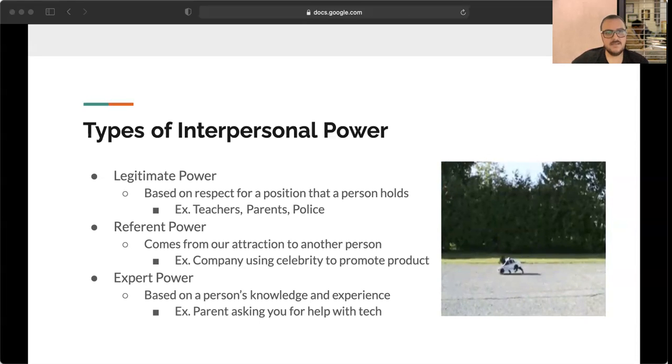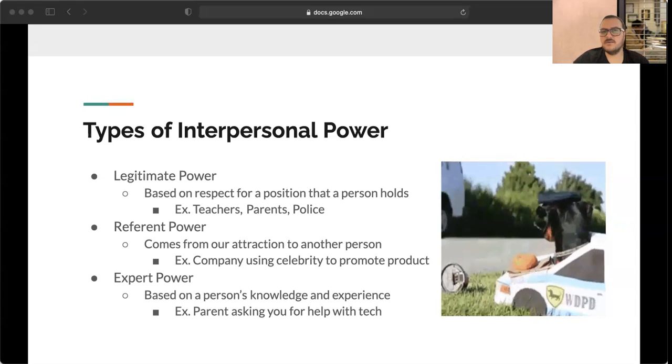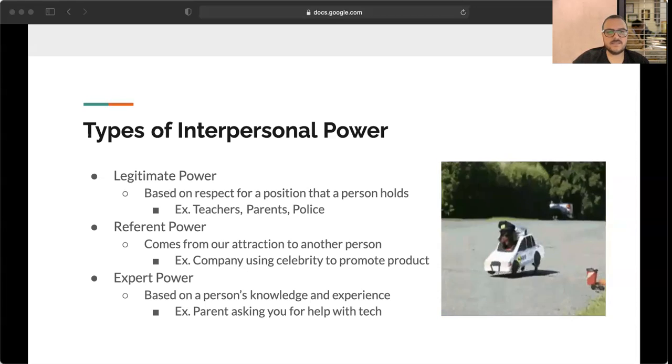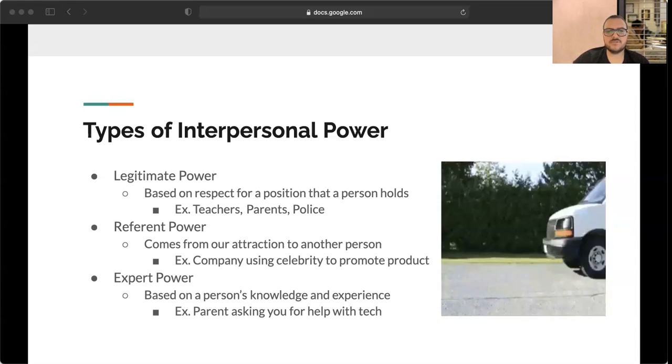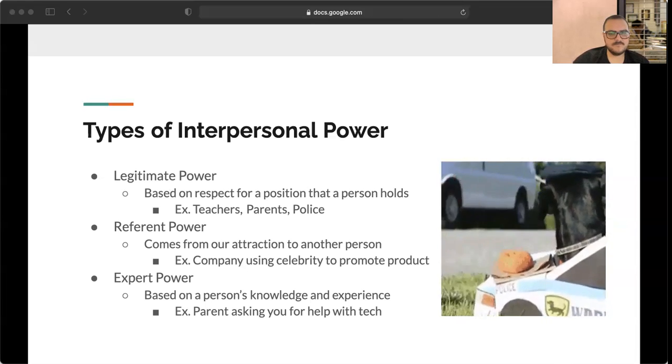The first is legitimate power, and you can think of that as authority, and that's based on respect for a position that a person holds. Some examples are teachers, parents, managers, police.